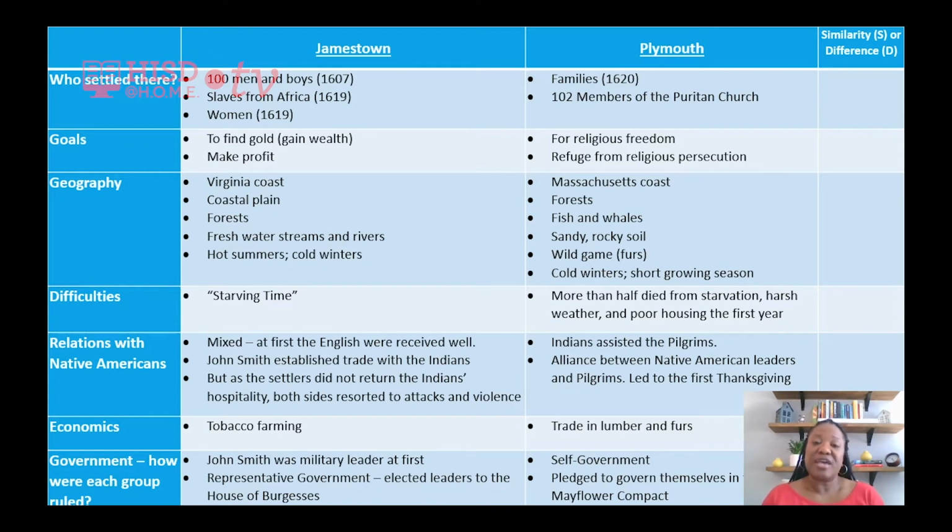I want you to take a moment and look at this chart and compare the two. Which one would you have chosen if you were a new settler to one of these places?